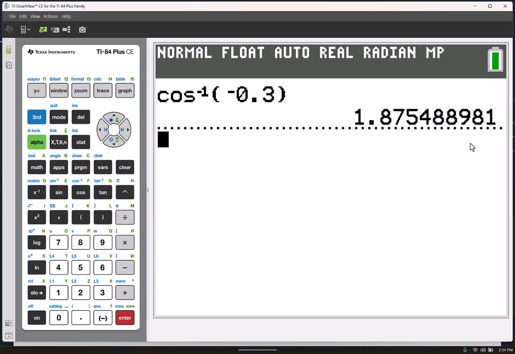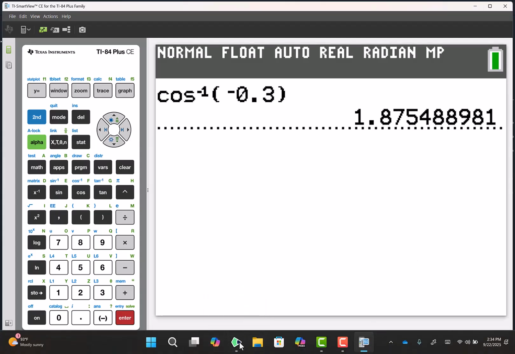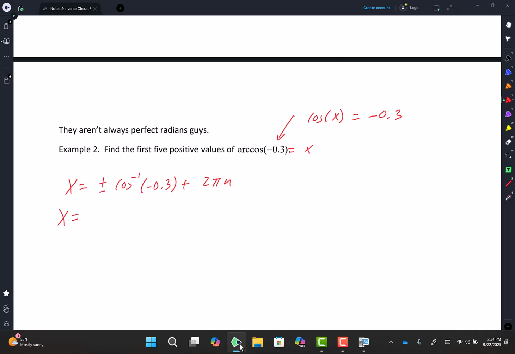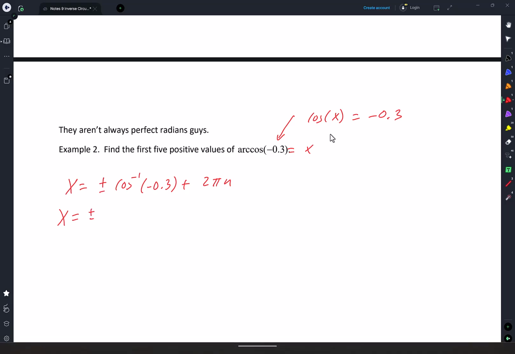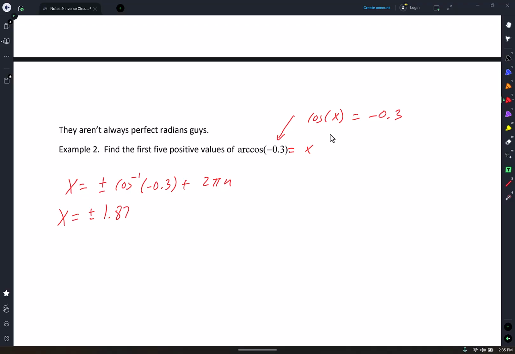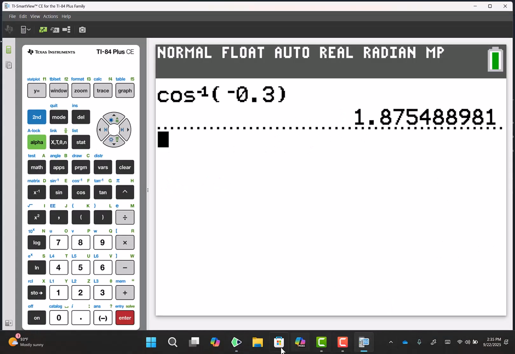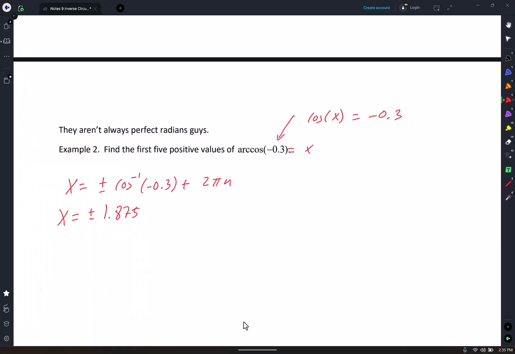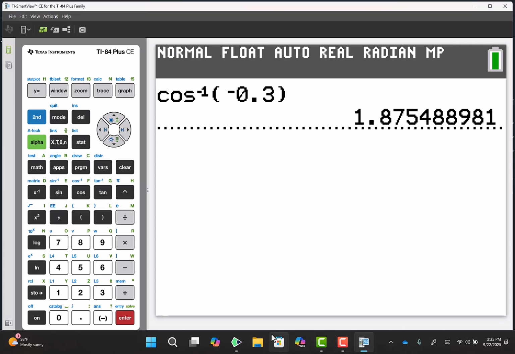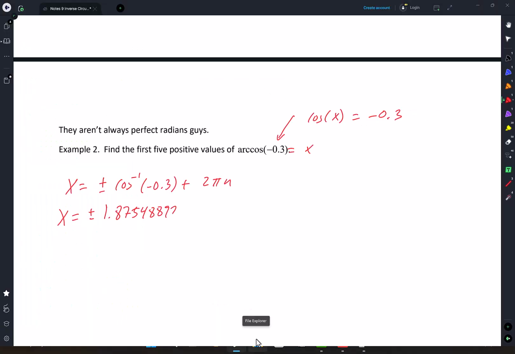And I get this number, 1.875488981. Let's see if I can remember. Plus minus 1.87. Nope, don't remember. 1.875488981. Are we still okay, guys?